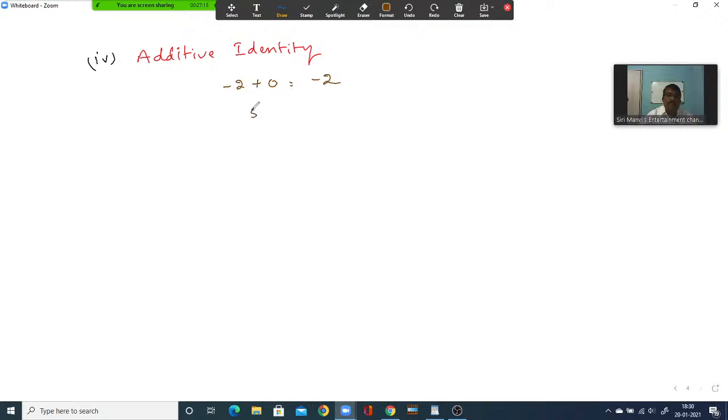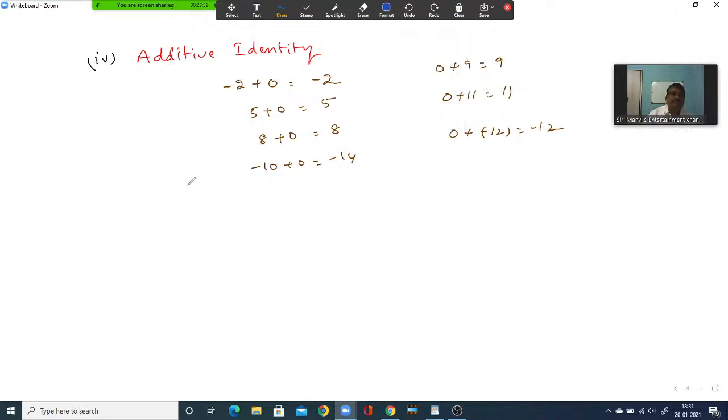Next, 5 plus 0 is 5. Next, 8 plus 0 is 8. So minus 10 plus 0 is also minus 10. And 0 plus 9 is 9. 0 plus 11 is 11. 0 plus minus 12 is minus 12. So that means on adding 0 to integers, do you get the same integer? Yes.